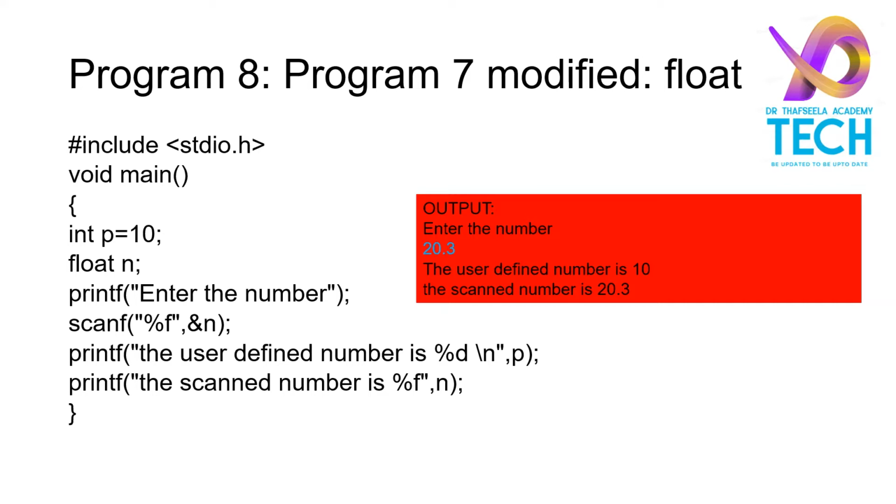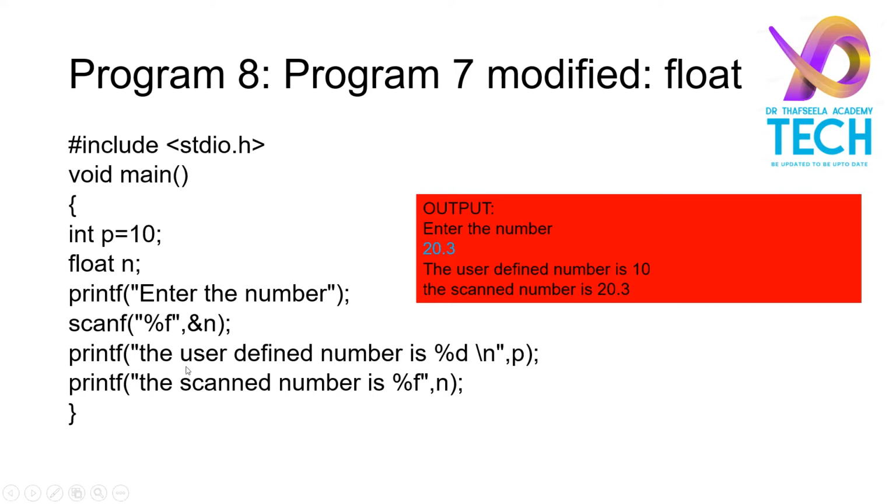So in this case I am defining n as float. The command remains the same. The only difference is that when we say printf "Enter the number", scanf, I'm going to use the placeholder %f, which means it is a floating value, and we are storing it as n. Then the rest of the command is printf "The user defined number is %d". This is because we are printing the user defined number, which is an integer value.